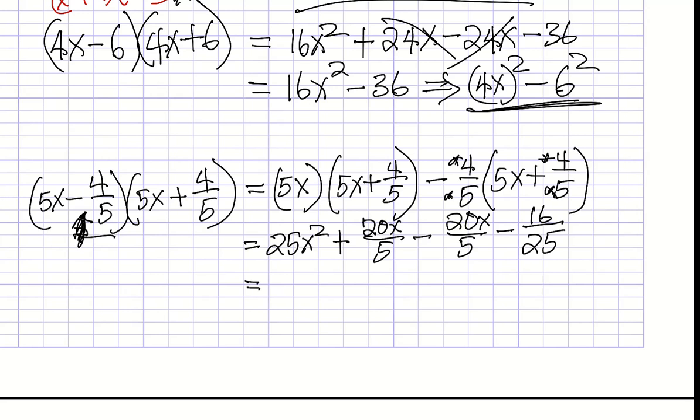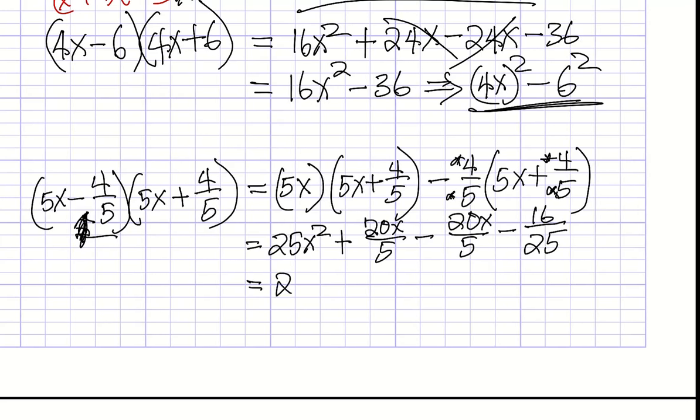So let's see what we got. You get 25x squared. You see that? If you're doing it right, you know, because this is in this form. Remember? It's in the form x plus a times x minus a. That's that form. So if you're doing it right, you will get the 100.